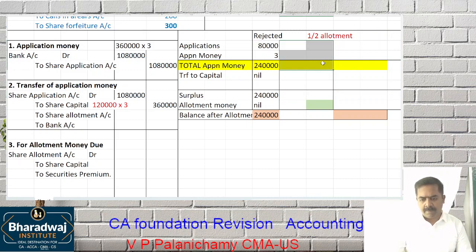Pay attention. First category, any doubt? 80,000 into 3, 2,40,000. Did we allot any shares? No. So it should be fully rejected.